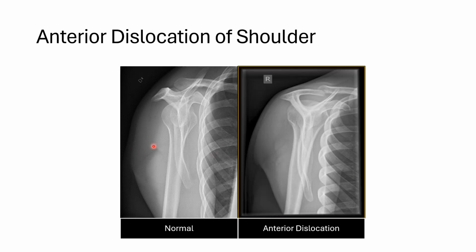This is a normal lateral X-ray of the shoulder. Here is anterior dislocation. The humerus has dislocated anteriorly, medially and slightly inferiorly.